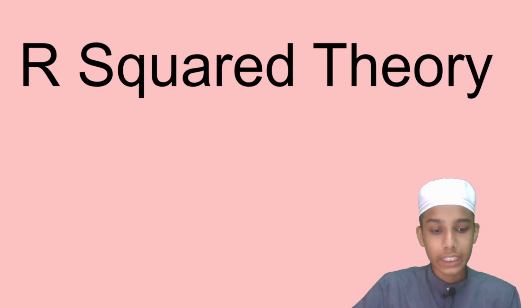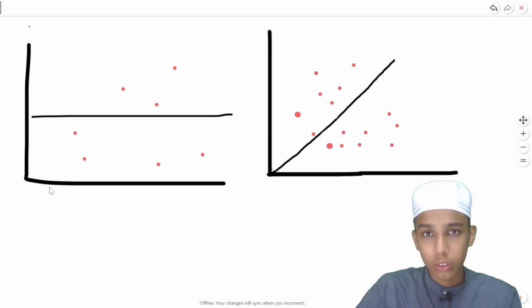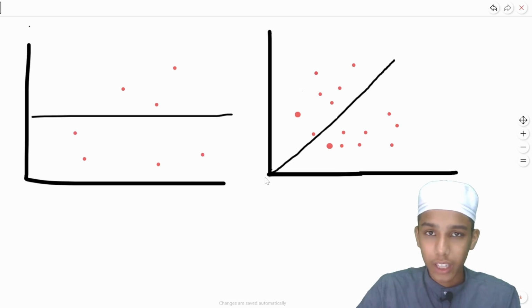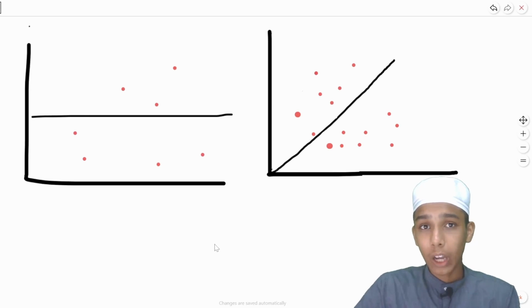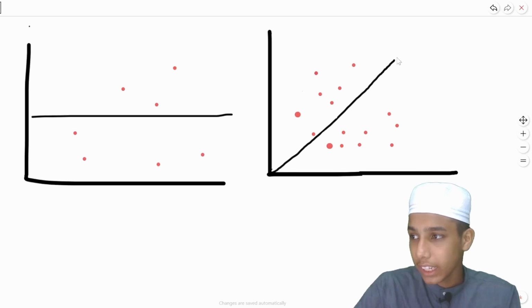If you don't understand this, I am going to explain it with graphs. So let's go ahead and start. As you can see on the screen, we have these two graphs, these two data sets. In both graphs, we have a best fit line. But how can you say which graph has the best fit line?